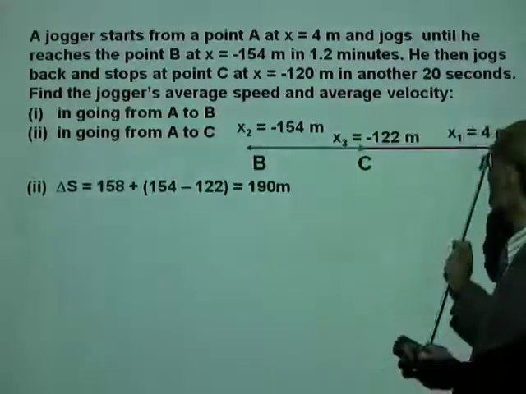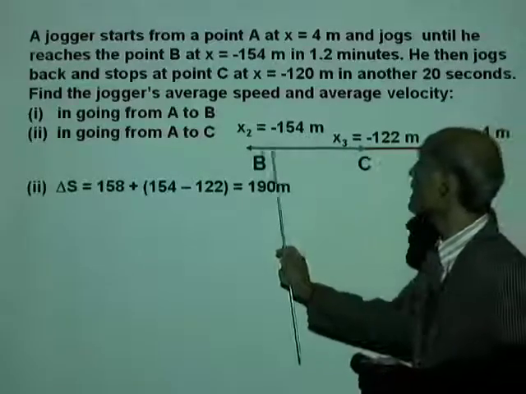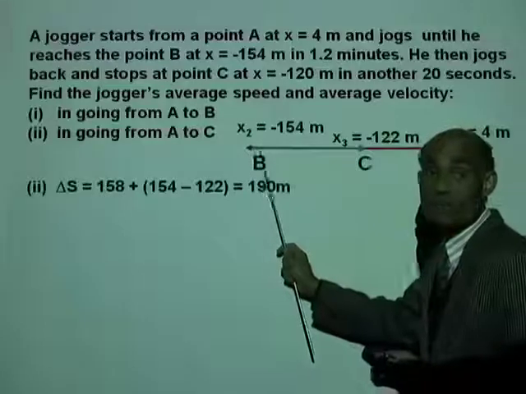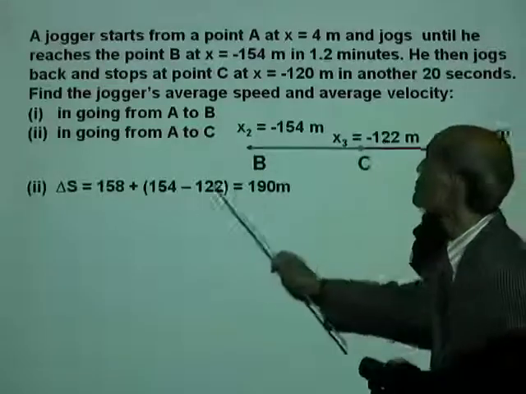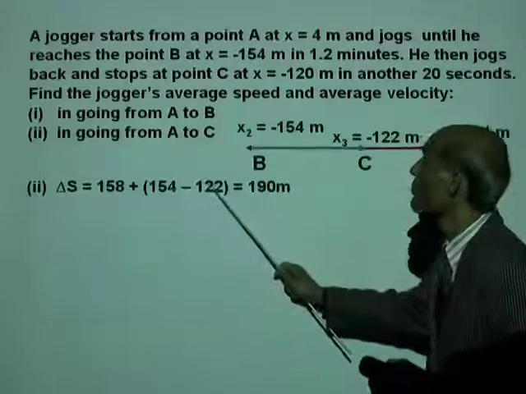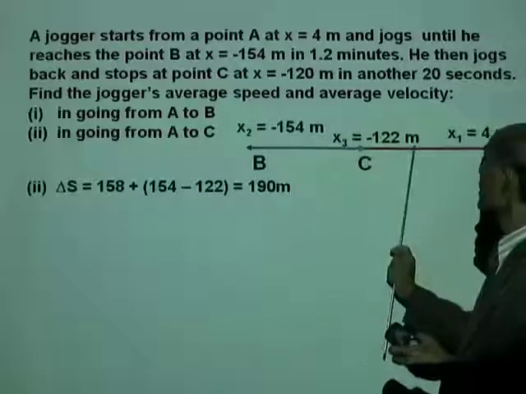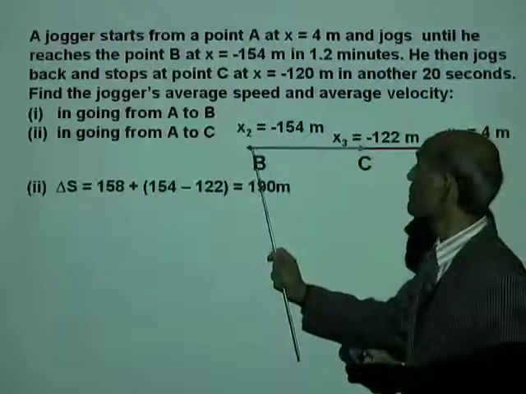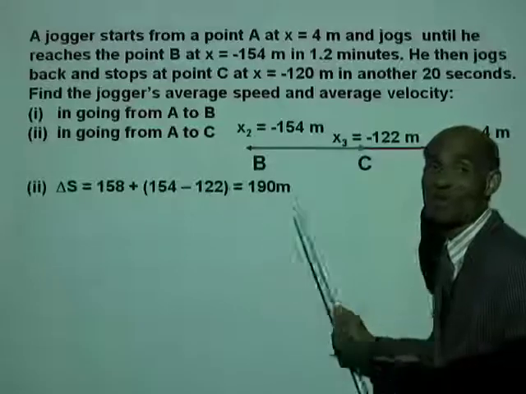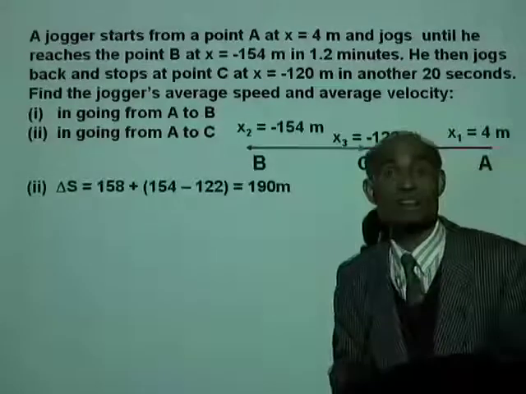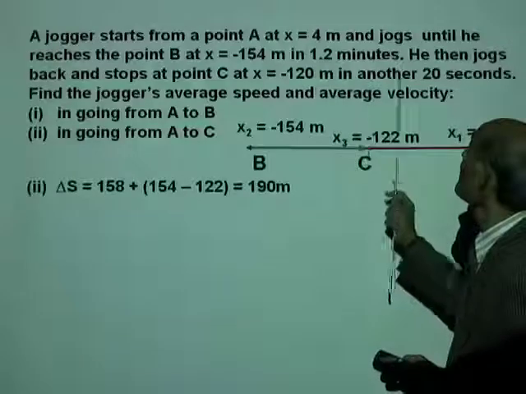The total distance from A to B is 158 meter. Then B to C is the difference between these two, 154 minus 122. So the total distance traveled is 158 plus 154 minus 122. He traveled 190 meters. What is the time taken to do that?